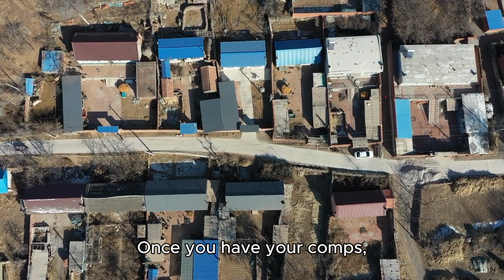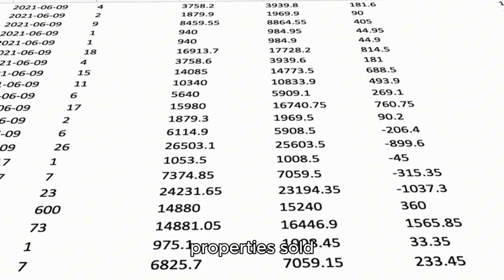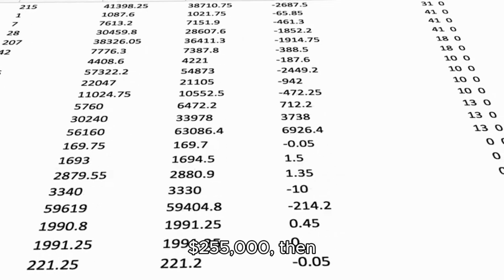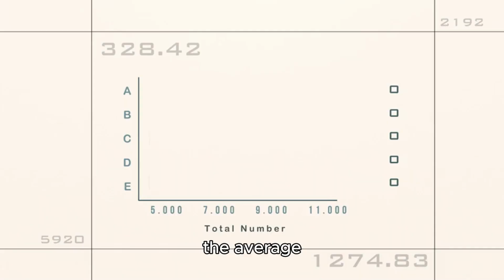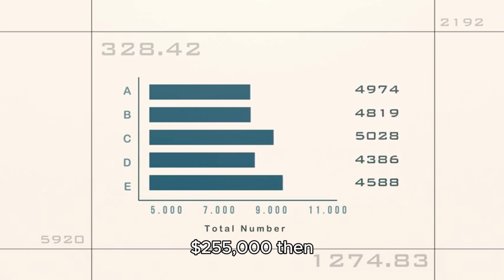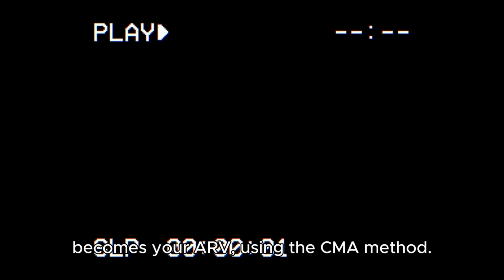Once you have your comps, calculate the average sale price. If 3 similar properties sold for $250,000, $260,000, and $255,000, then the average would be $255,000. $255,000 then becomes your ARV using the CMA method.